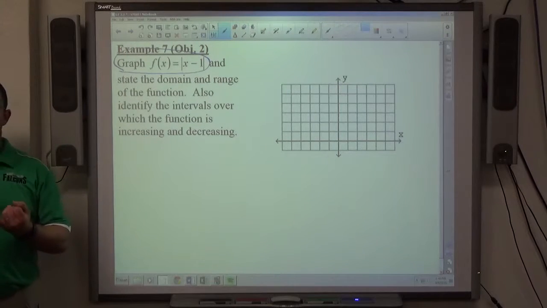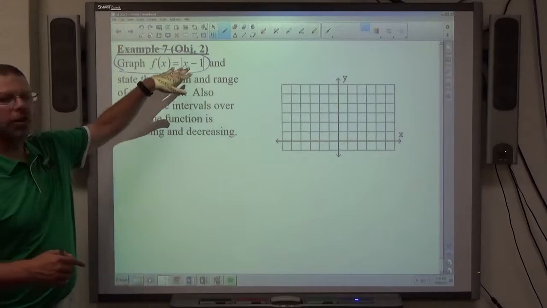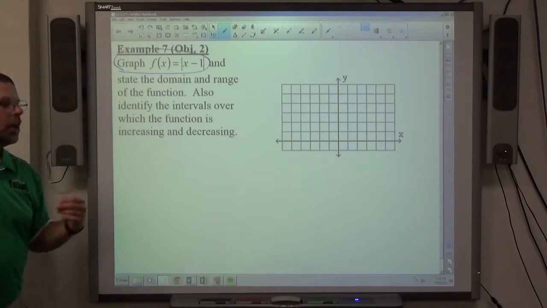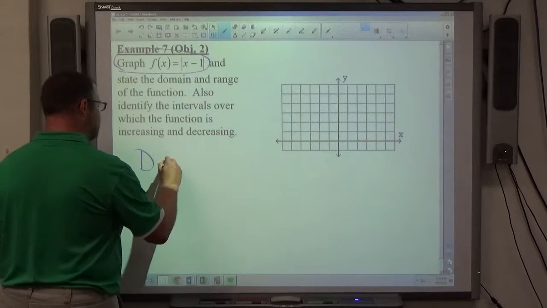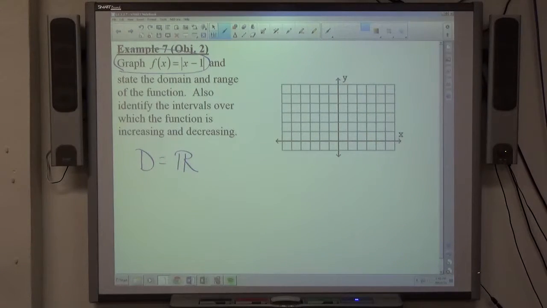All right. So, can I subtract 1 from everything? Absolutely. Can I take any number and make it positive? Absolutely. There's no restriction on an absolute value function or a subtraction function. Okay. So the domain of this is a set of all real numbers. We start off there.